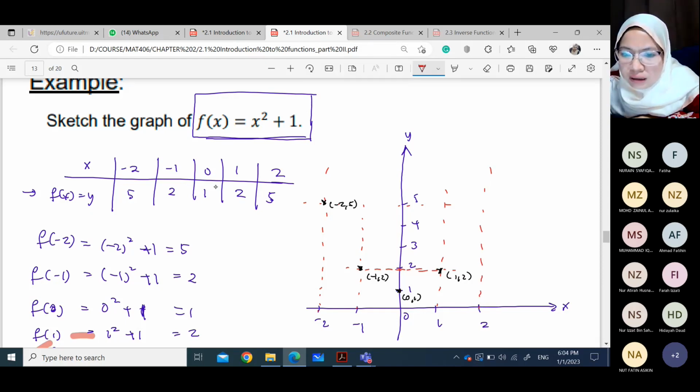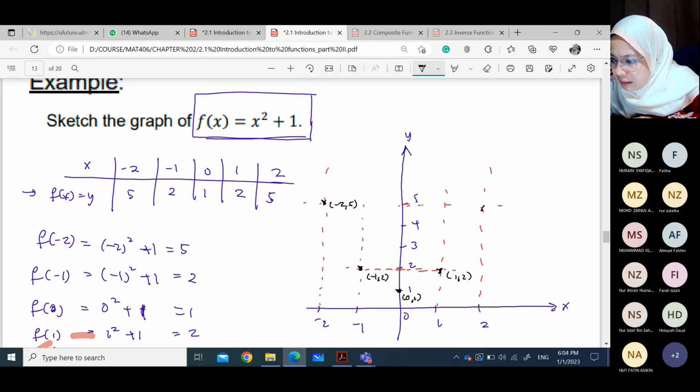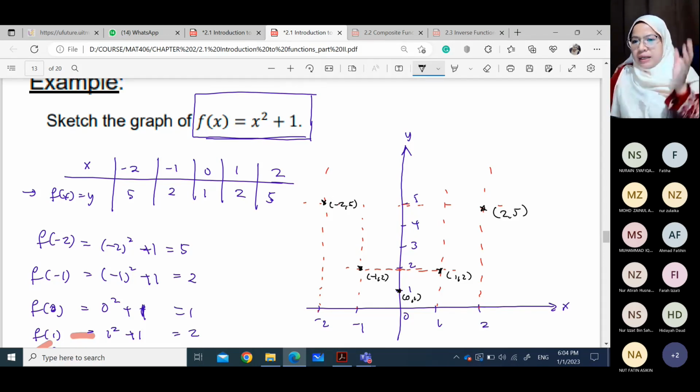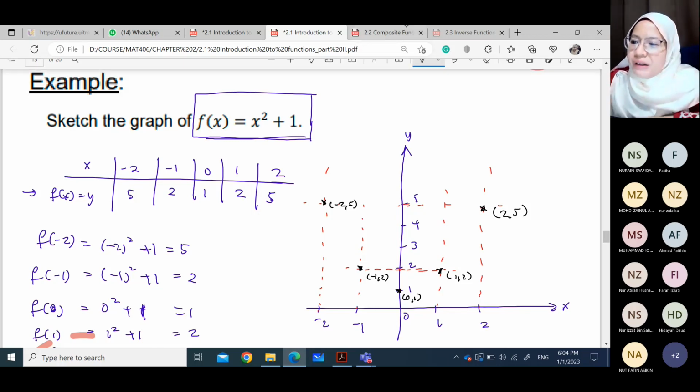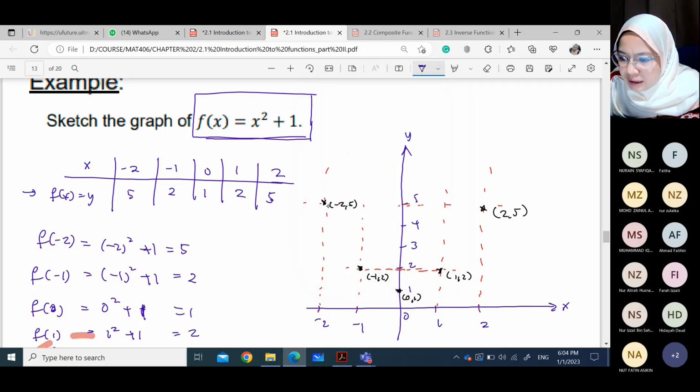Okay, so Y 5. Okay, so this is the point. Point yang ini adalah 2, 5. Okay, so kalau you buat ini, you akan dapat lengkungan. Dia bukan straight line, you akan dapat lengkungan. Lengkungan ni macam mana? Macam ni lah.